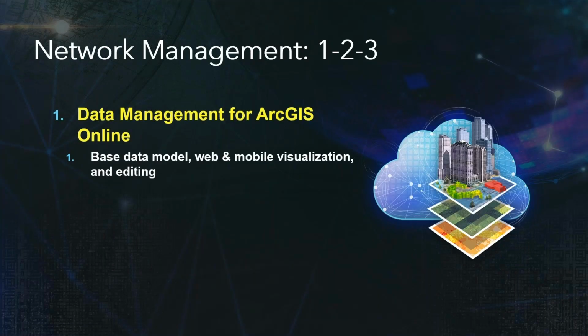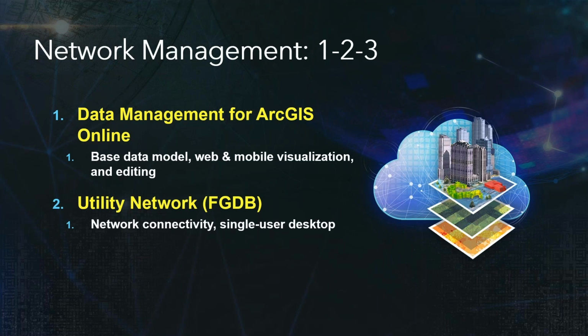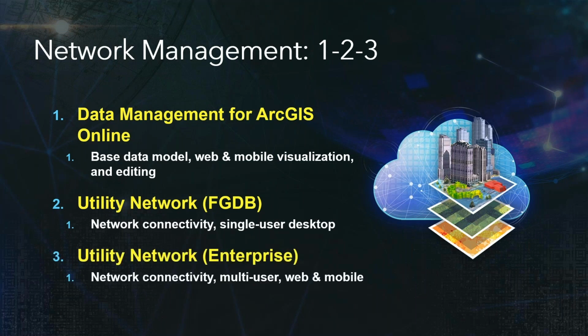And so just to recap these, the number one, data management for ArcGIS Online, the base data model, web and mobile visualization, and editing. For the utility network in a file geodatabase, you have network connectivity, and you have the ability to have that just on a single user desktop. And for those that want to take this to the web, and even those traces that Tom just saw, it's possible to do those things from a web or a mobile device. If you want to go to that level, it'd be the utility network in ArcGIS Enterprise.